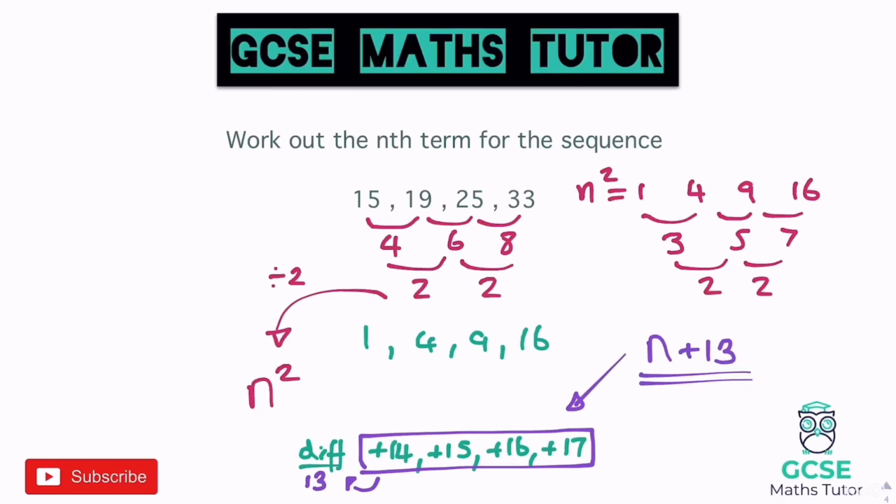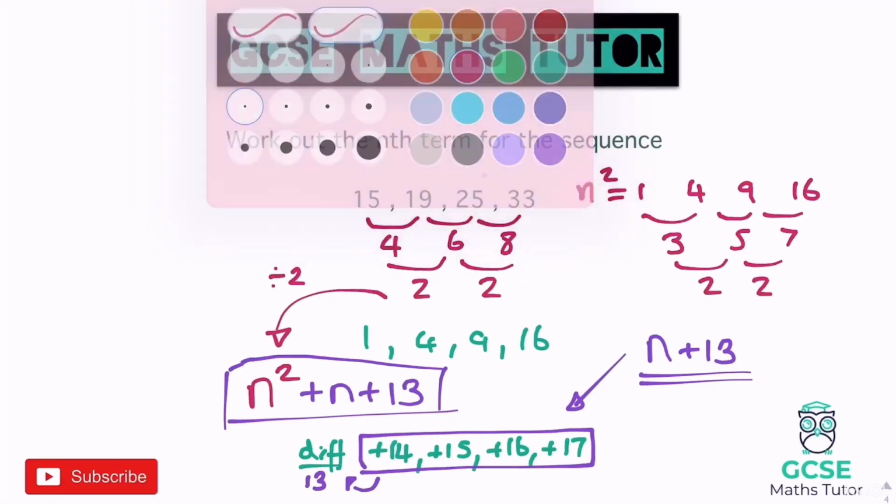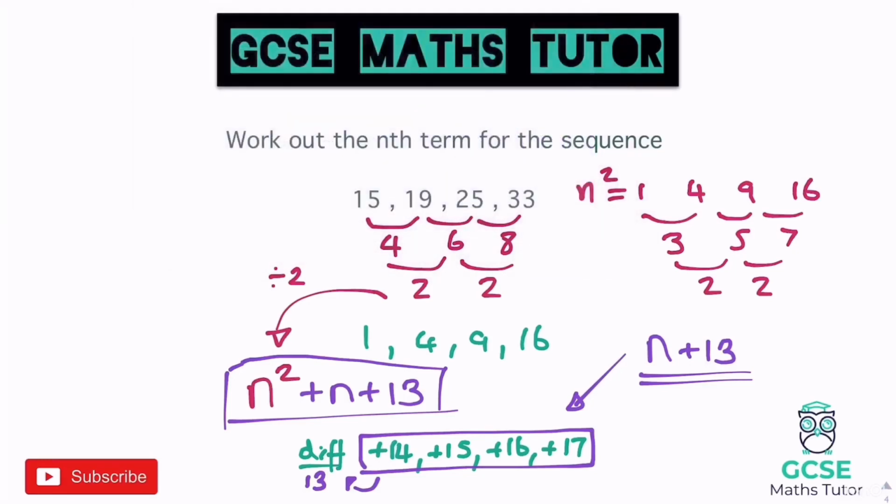So all you do is you just slot that at the end of n squared, so n squared plus n plus 13, and that would be your nth term of this quadratic sequence here. Okay, n squared plus n plus 13. You can get something slightly different here, like if you had a second difference of 4, your sequence would start with 2n squared. And then you would have to write out double the square numbers.